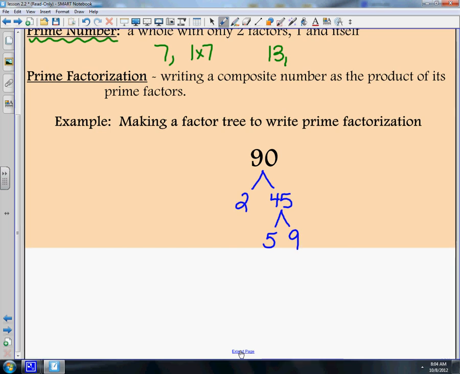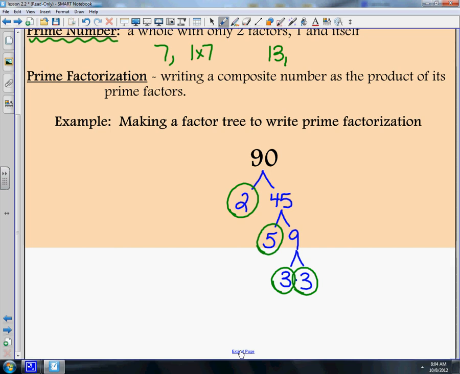You just keep branching off of any number that can be divided up. So 5 cannot. 5 is a prime number, so I leave that alone. So 9 is 3 times 3. So now if you look at this, look at all the ends of your trees. I have a 3, a 3, a 5, and a 2.